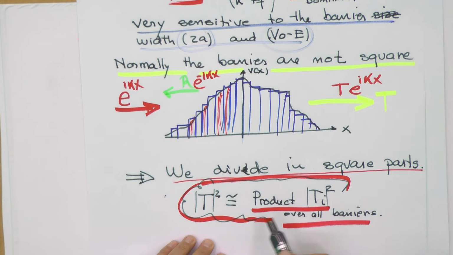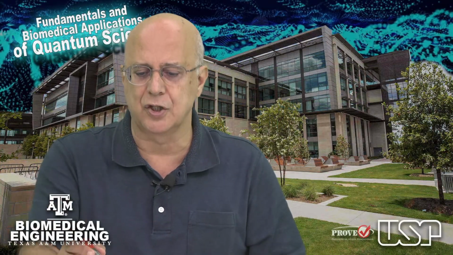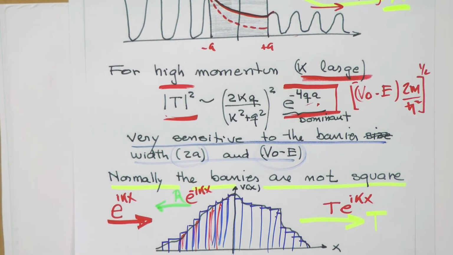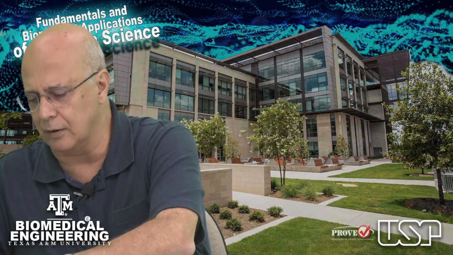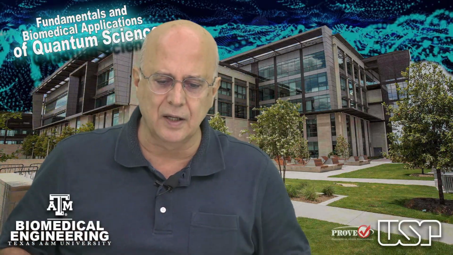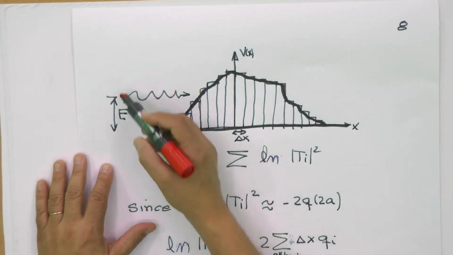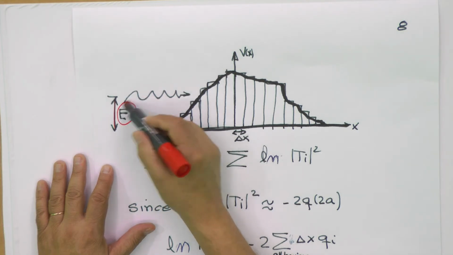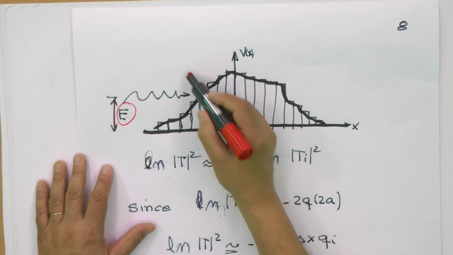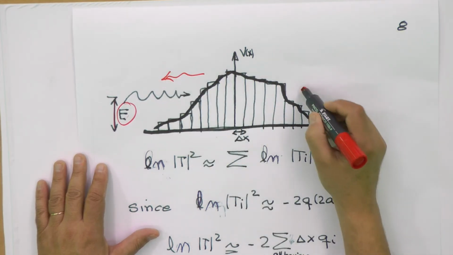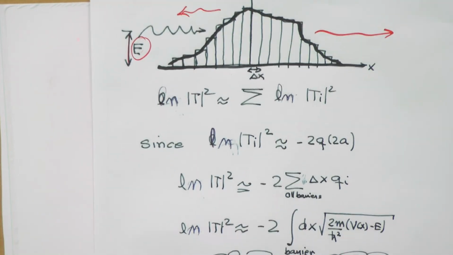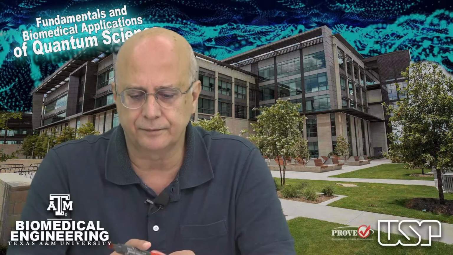And therefore, if I know the individual one that I just calculated here, I can multiply. And this is what we're going to do. We're going to divide this potential into tiny little barriers like this. Then we send a particle with total energy E. It will be incoming, there is a part reflecting, and there is a part tunneling. And the probability is the product.